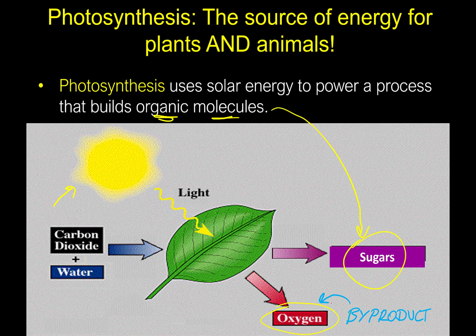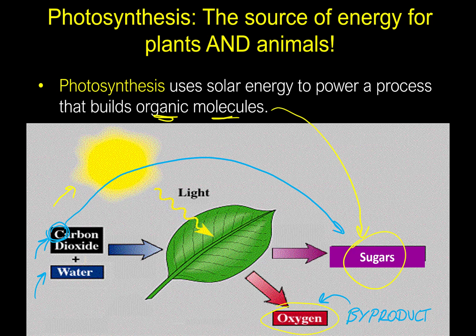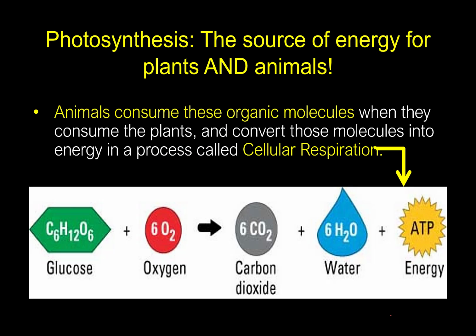In order to capture this energy from the sun in these sugar molecules, plants also need 2 other chemicals. They need carbon dioxide and they need water. The carbon from the carbon dioxide is what's going to be used to make up the carbons in the sugar molecule. So that's where our actual atoms are going to come from. Plants are going to consume the sugars that they produce for themselves, and they're going to do that using their mitochondria. Animals will consume the plants in order to get at the organic molecules inside those plant cells.